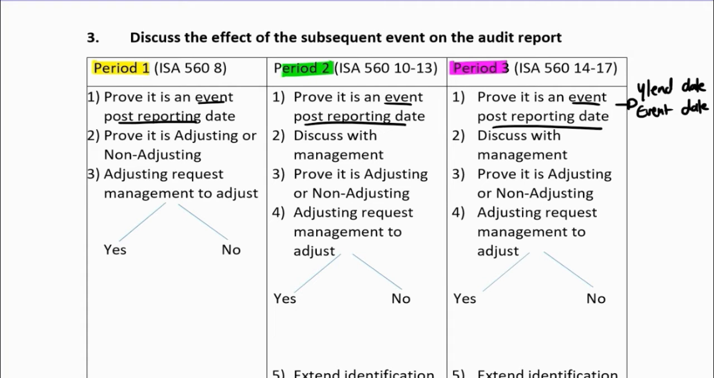Then I need to prove is it adjusting or non-adjusting. Again, I'm now going to look at the conditions. I don't do that immediately if it's identified in period 2 or period 3. Before I go and look at that, I go and discuss it with management if I pick it up in 2 or 3. Because remember, I'm not identifying in period 2 or 3. It is coming to my attention.